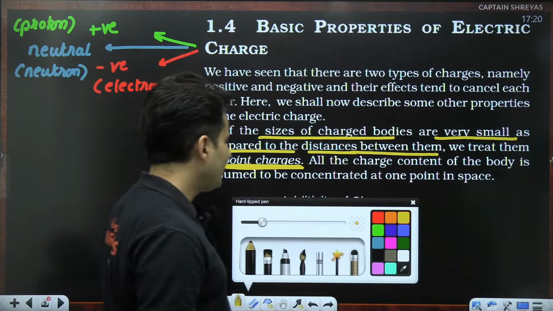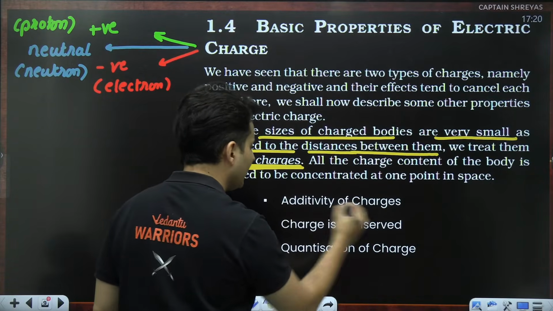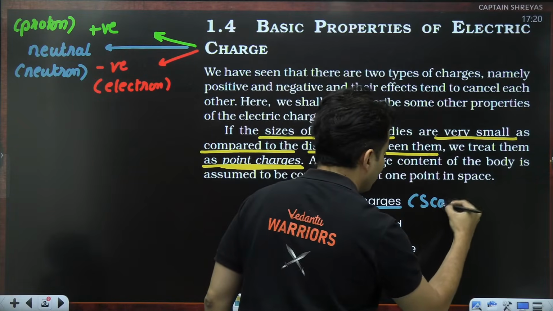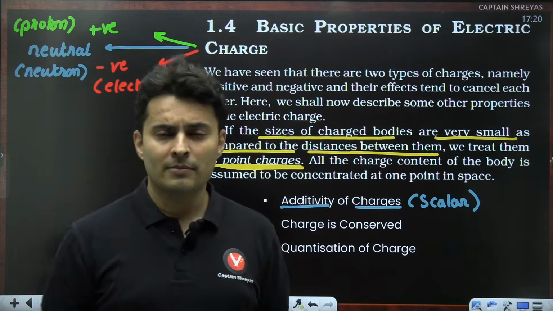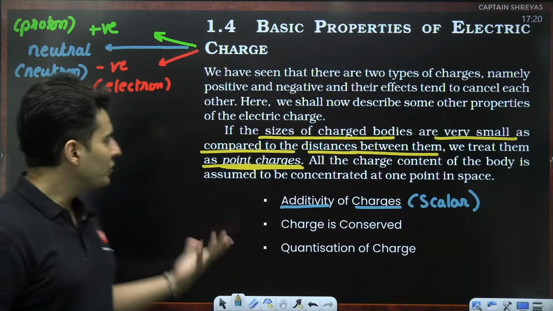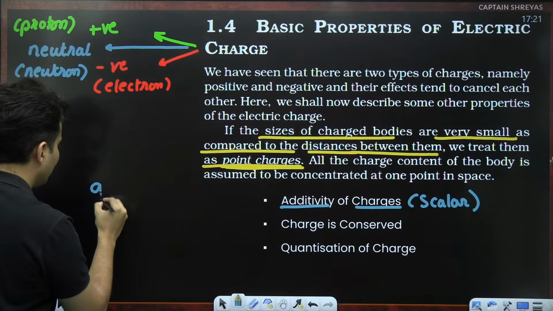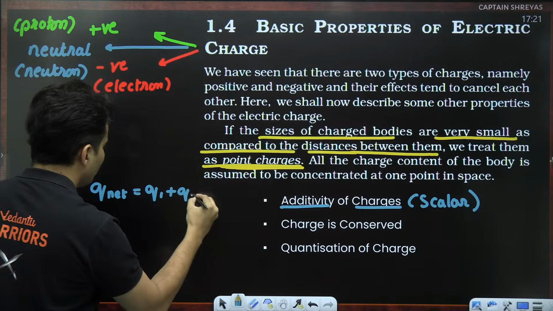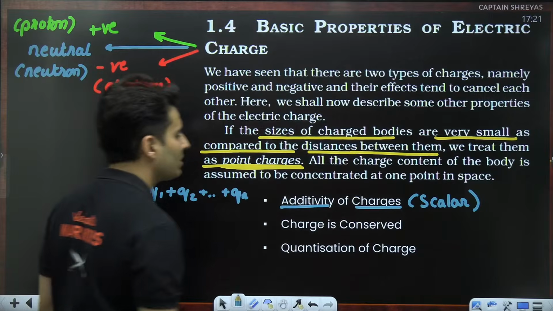So what are the basic properties of charge? Guys, first one, addition of charges. This is completely based on the property that charges are scalar quantities like mass, time, volume. All these are scalar quantities. So you can just add the charges. If there are two or more charges, the total net charge is just Q1 plus Q2 plus Q3, like that till Qn. That is the meaning of addition of charge.